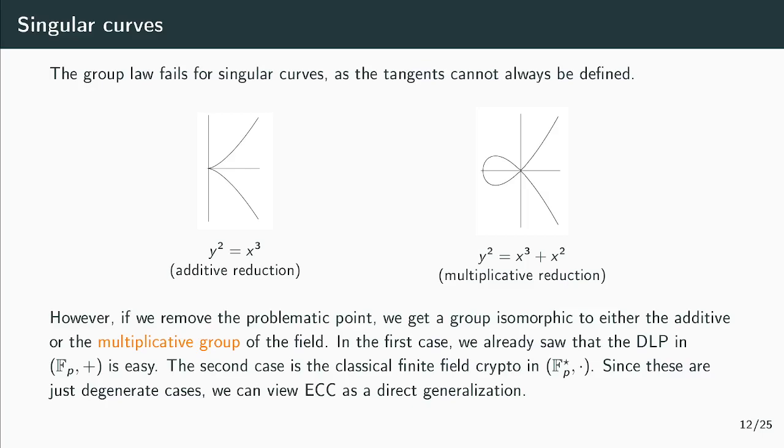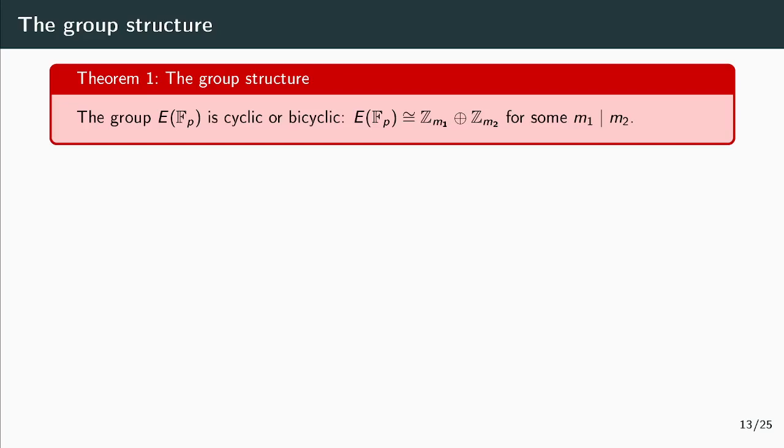Now we can get back to actual elliptic curves. Whenever you define a group law on some object, it's only natural to ask, what are the possible group structures? And this theorem gives us an answer for elliptic curves over finite fields. The group is either cyclic or bicyclic, generated by either 1 or 2 points. In the notation here, the cyclic case occurs exactly when m1 equals 1.